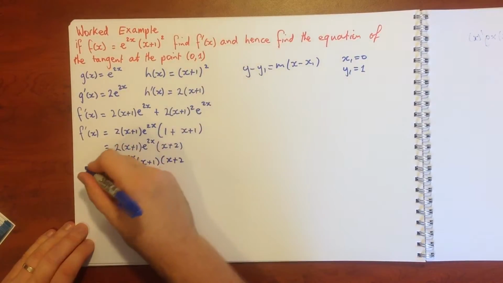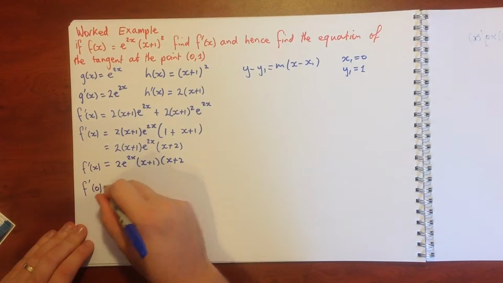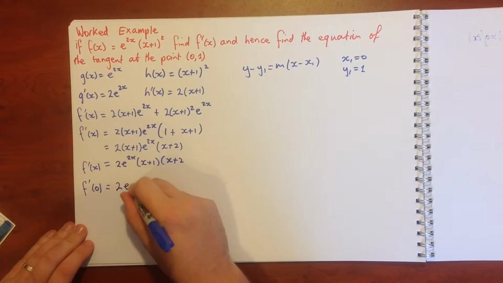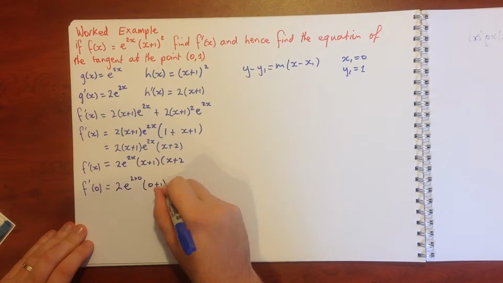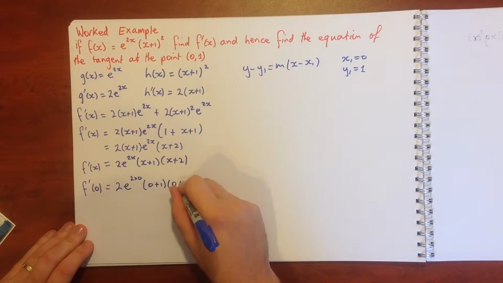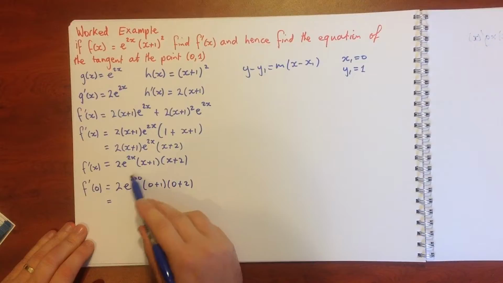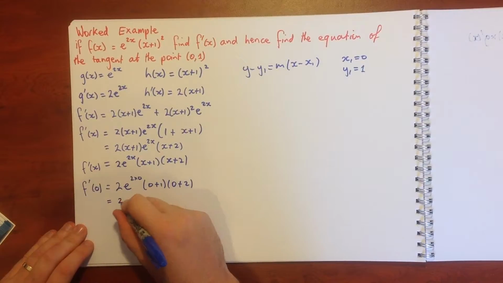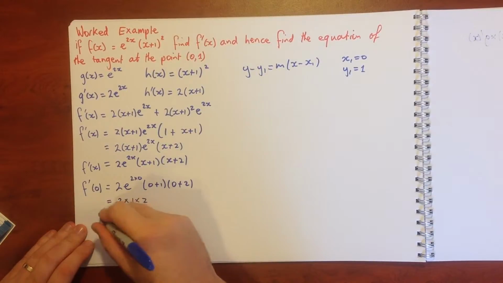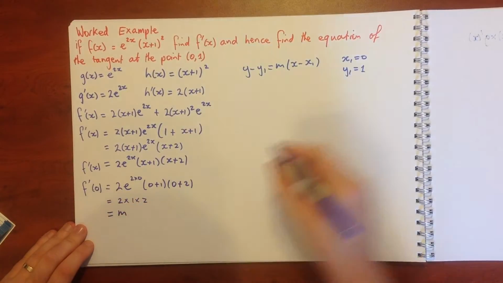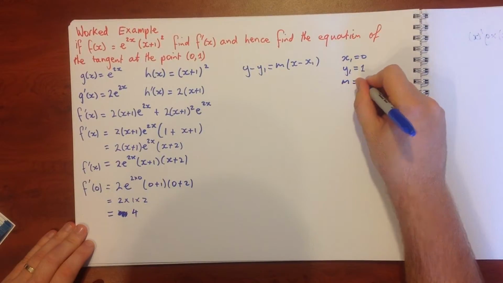So what we need to do is, we've got f dash of x now. We need to find f dash of 0. So that's going to be 2e to the 2 times 0 times 0 plus 1 times 0 plus 2. Okay, so e to the 0 is just 1, so that'll be 2 times 1 times 2. Okay, so we're going to get a gradient of 4. So m will equal 4.